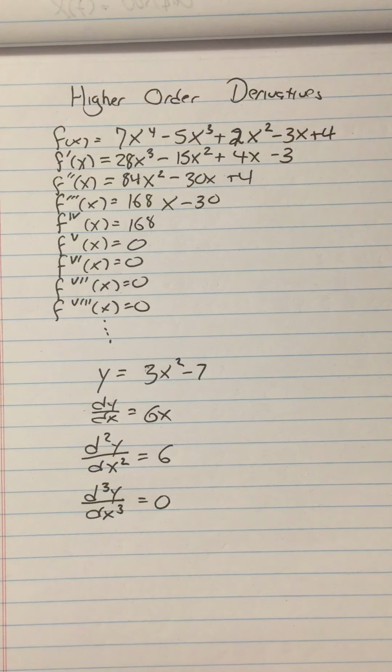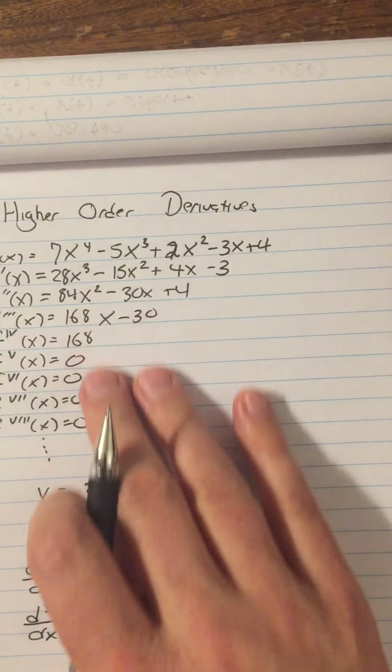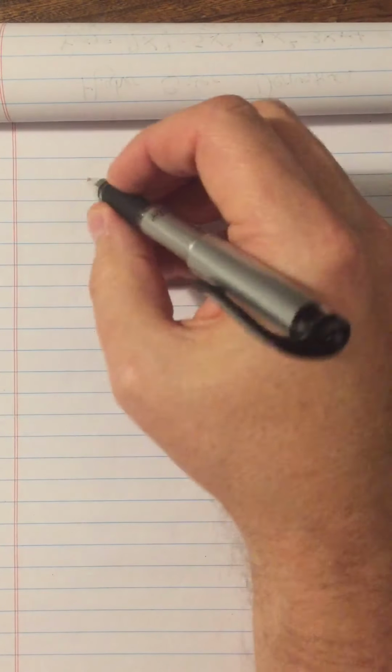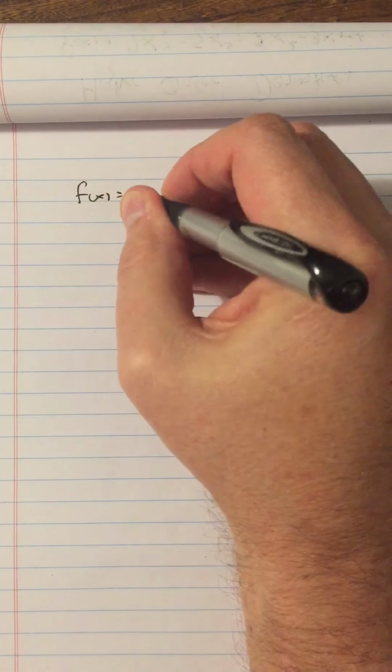Oh, by the way, let's look at another example. Polynomials have infinitely many derivatives, but infinitely many of them are 0. Is that what happens to all functions? No. So what if your function was f of x equals sine of x?